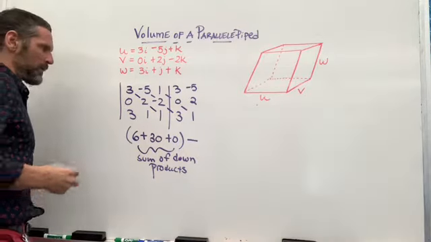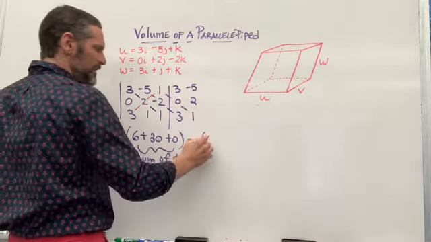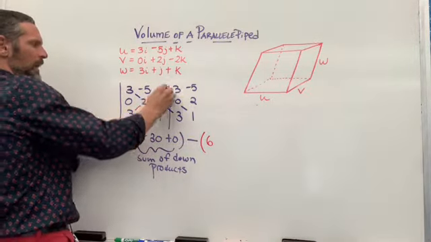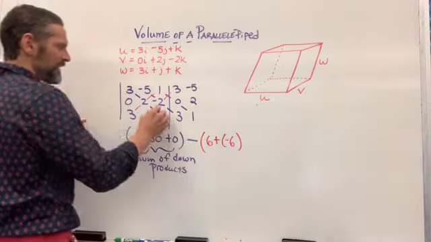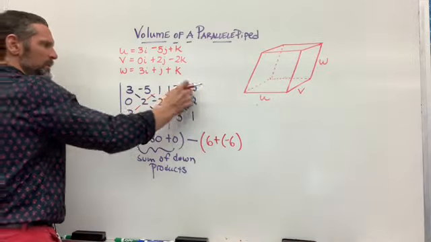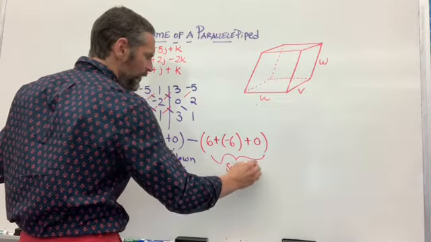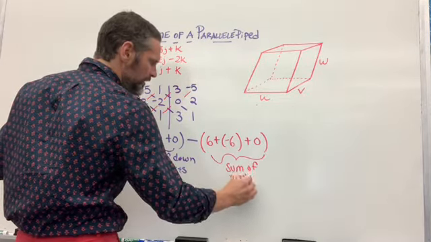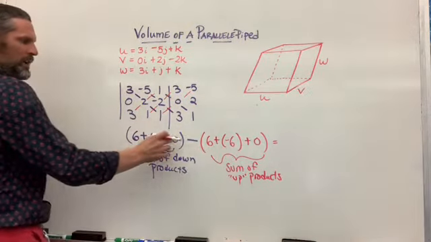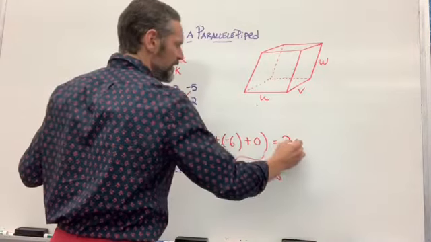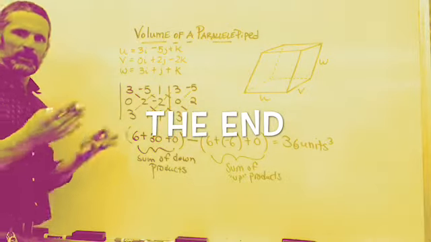So the up products will be this way, 3 times 2 times 1, 3 times 2 is 6 times 1 is 6. Now I'm going up again, 1 times negative 2 times 3 is negative 6, and lastly, I'll go up this way, 1 times 0 times 5 is 0. So this here is the sum of the up products. And you can see that this will be 36 minus 0 gives us 36 units cubed. And if that ever came out negative, just take the absolute value.